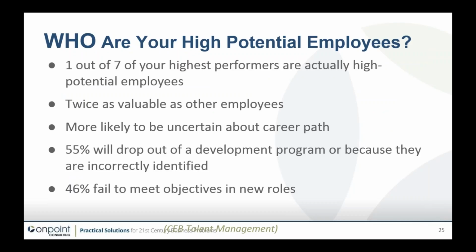So let's start with identifying who your high potentials are, really defining what we mean by high potential. And what we know is that literally 1 out of 7 of your high performers are actually high potentials. One of the first mistakes a lot of people make is assuming that current high performers are also high potential employees, right? I'll talk a little bit more about that in a bit.